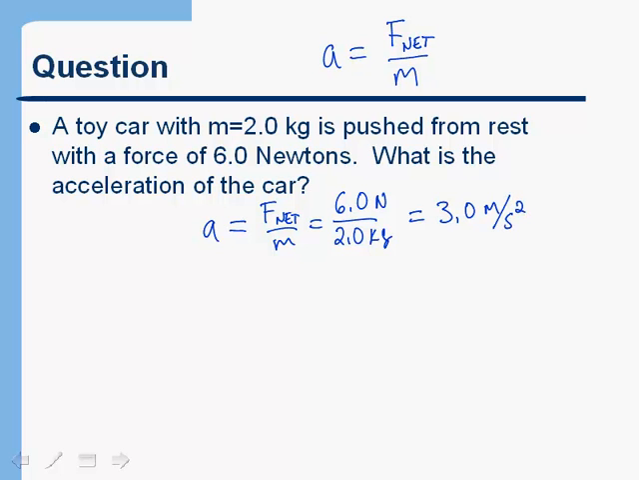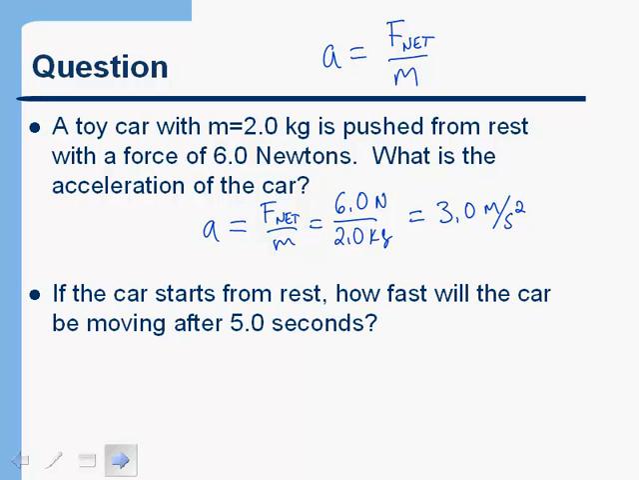Now remember what meters per second squared really means. It simply means the number of meters per second that the object will either gain or lose in each second. Meters per second per second. So let's take a look at something that involves that. And this is kind of a review of our basic understanding of velocity and acceleration. If the car starts from rest, how fast will the car be moving after 5 seconds?